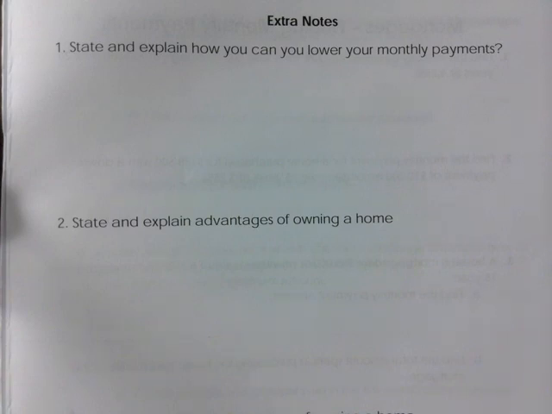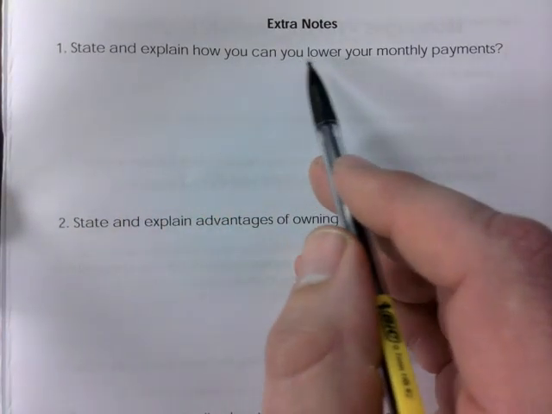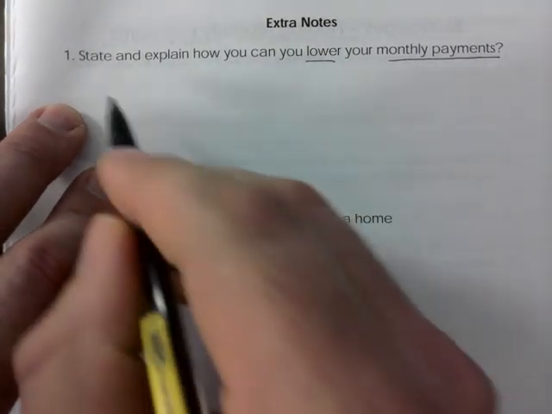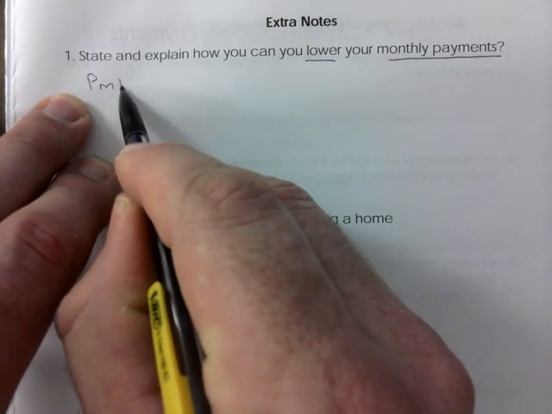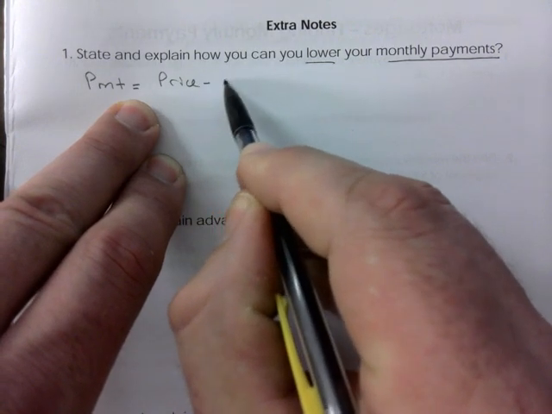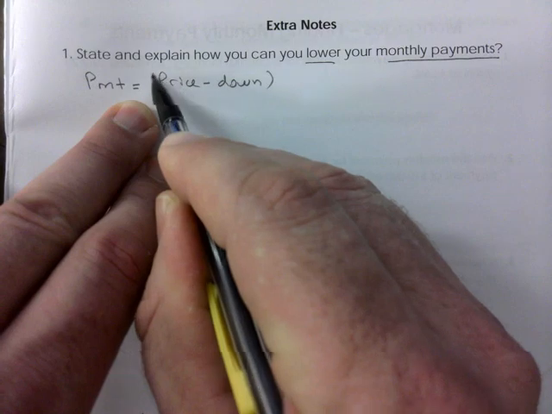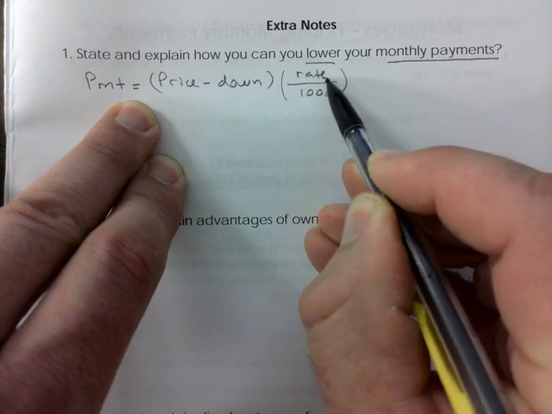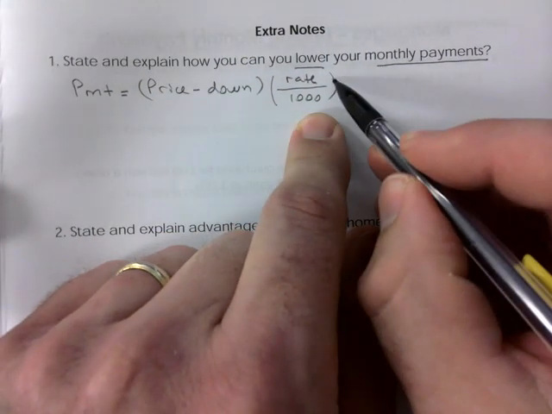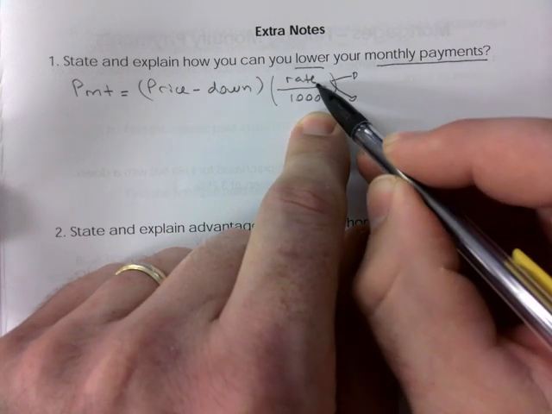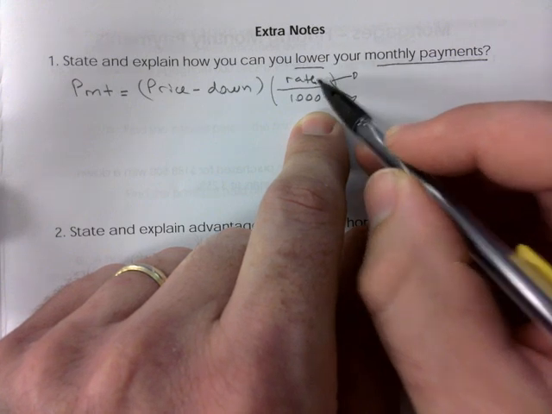Couple things here before I move on. So this is on page 5. State and explain how you can lower your monthly payments. And I always like to tell students, let's look at how to get your payment. There's the price minus the down, and there's a rate divided by 1,000. This rate is influenced by 2 things. What determines that rate? What are 2 things that you need to get that rate?